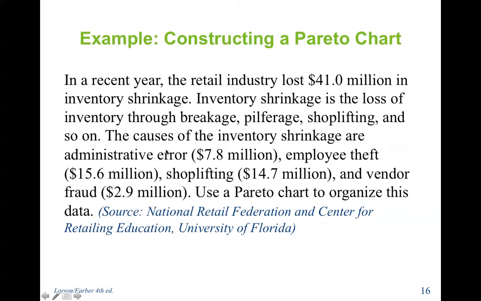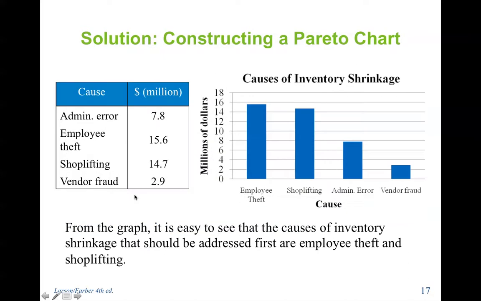So here's an example. In a recent year, the retail industry lost 41 million in inventory shrinkage. Inventory shrinkage is the loss of inventory through breakage, pilferage, shoplifting, and so on. The causes of inventory shrinkage are administrative error, 7.8, employees stealing, 15.6, other people stealing, shoplifters, 14.7, and vendor fraud, 2.9. So we're going to use a Pareto chart to organize this.